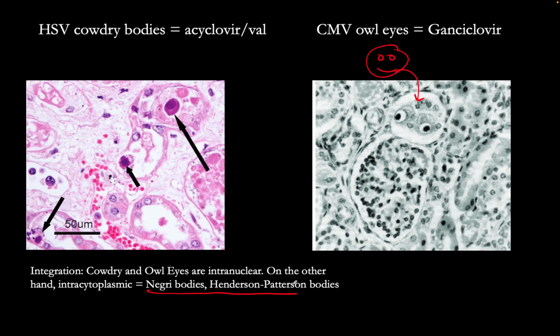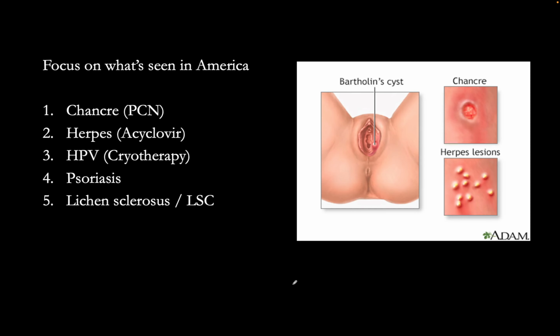As you're studying these, you always need to think about how else it could be tested. And so one thing to leave with is it's most important to just focus on what's seen in America. So you need to be able to identify a chancre. You need to be identifying herpes lesions. And then also, I threw these in here because you need to be thinking about non-infectious causes.